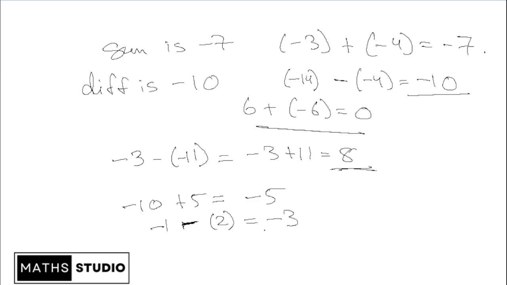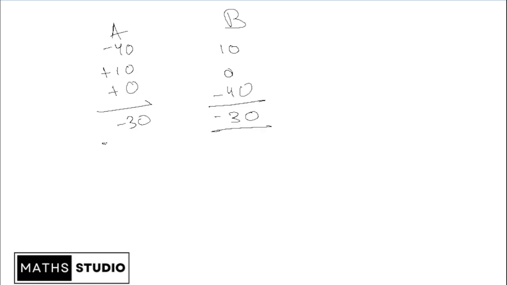Okay, so question number 3 is in a quiz team A scored minus 40, plus 10 and 0. Okay, and team B scored 10, 0 and minus 40. So let us see which team wins. So the first team scored minus 40 plus 10 and plus 0, and in this case they made 10, 0 and minus 40. So overall result in their case would be minus 30. In this case also the result would be minus 30. So basically they are tied at the same position.